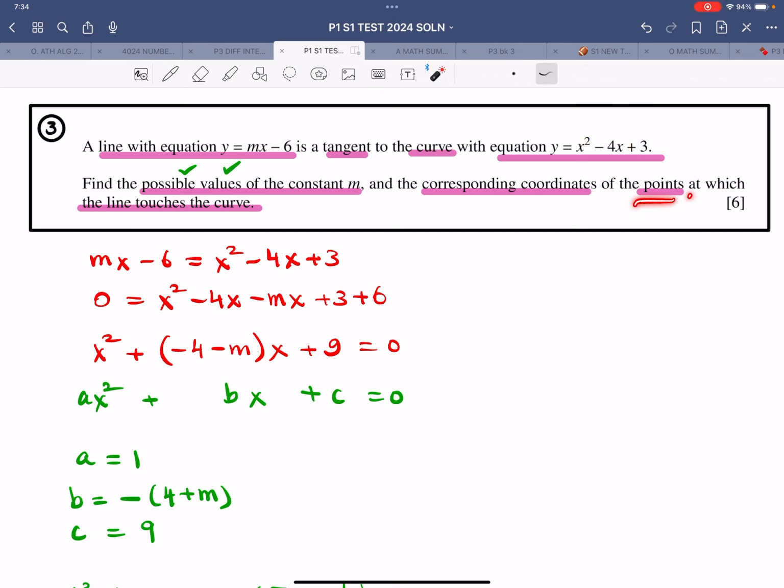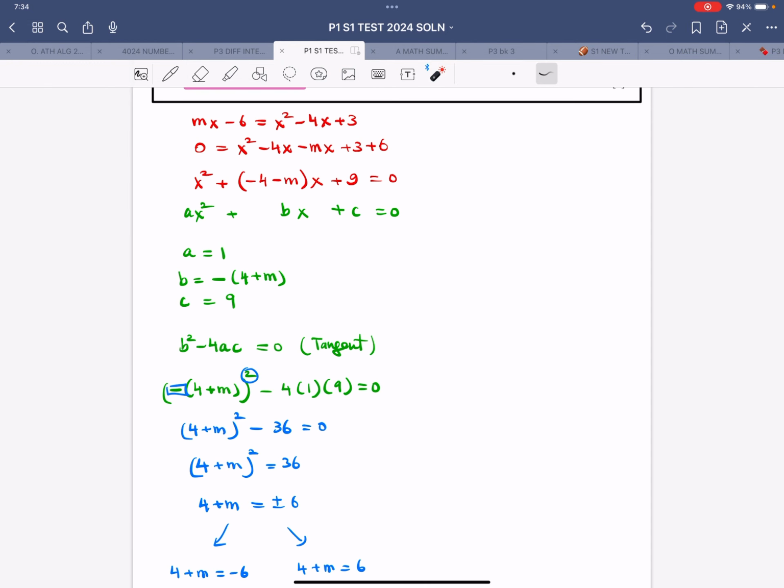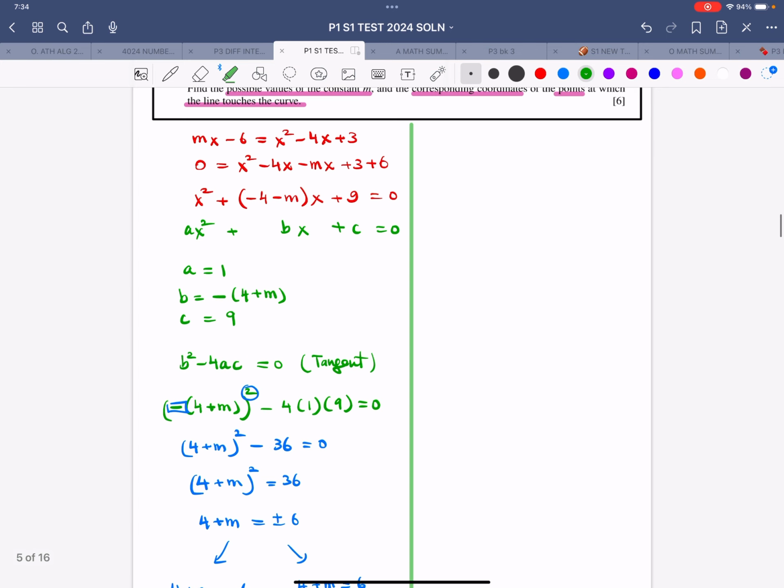The corresponding coordinates of the point at which the line touches the curve. So let me just create some more space over here and draw a line like this. Now we have m = −10. Therefore, this equation is x² − (4 − m)x + 9 = 0, that is x² + (−4 − (−10))x + 9 = 0. That is x², and this is 10 − 4, that is 6x + 9 = 0.